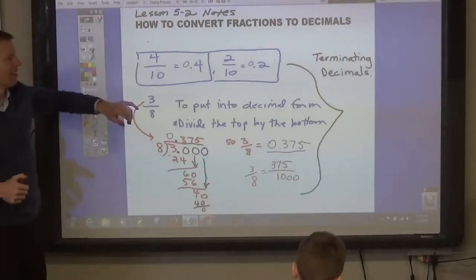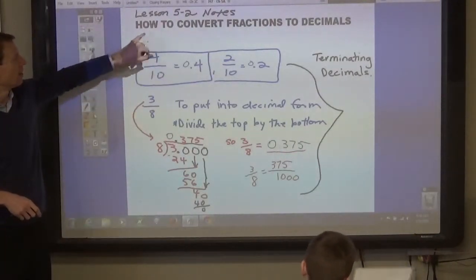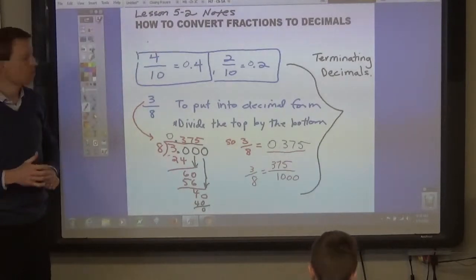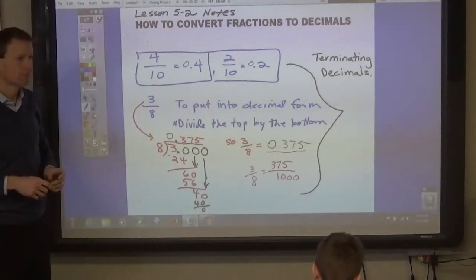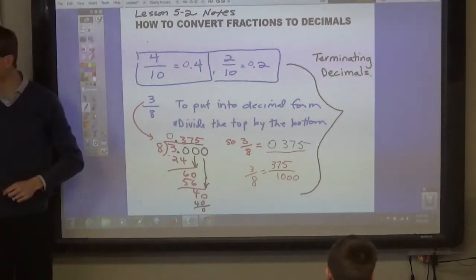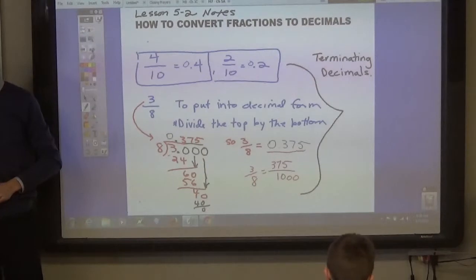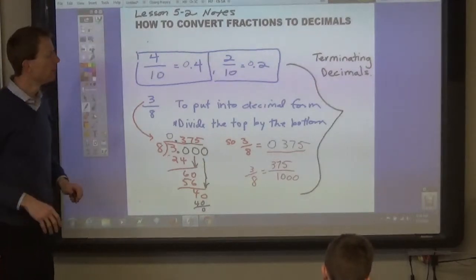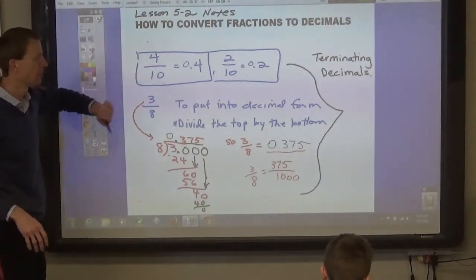Class. Yes. Lesson 5-2. How to convert fractions to decimals. Okay? And a little bit about terminating decimals and repeating decimals. So let's start with some terminating decimals.